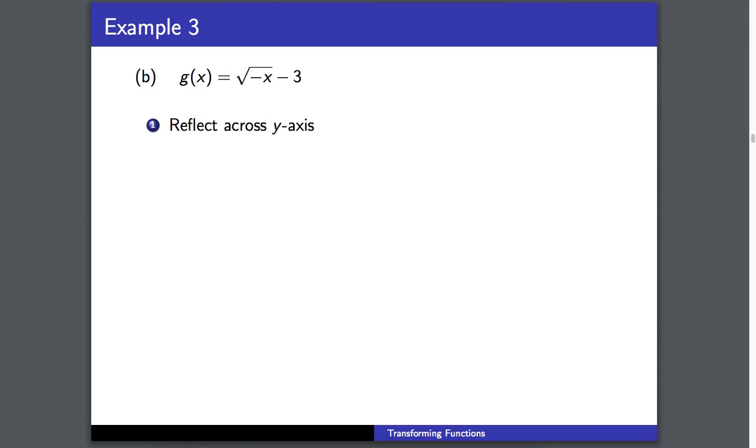So in this one, we first reflect across the y-axis with the negative inside the square root, and then we shift everything down 3 units. So I strongly encourage you to use technology to graph as much as you possibly can.